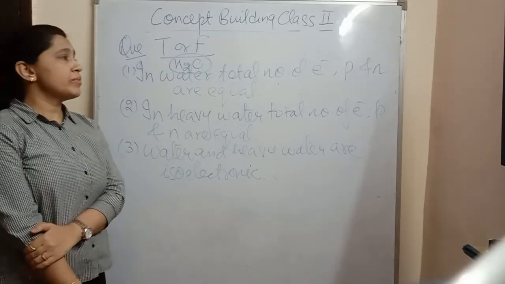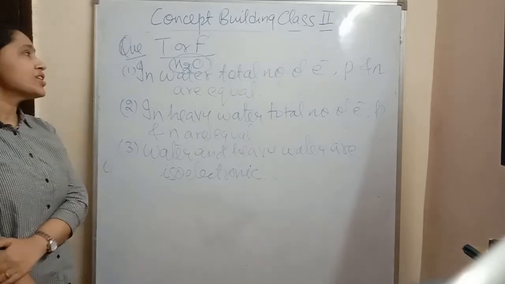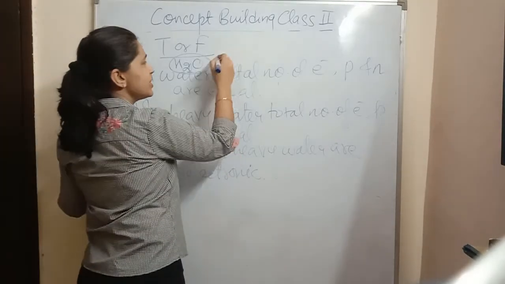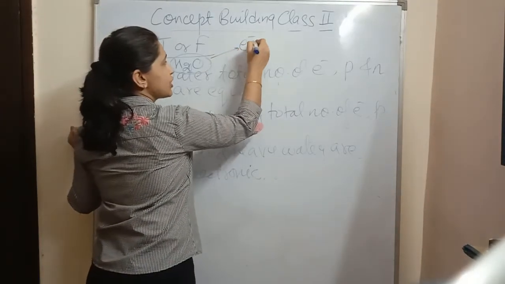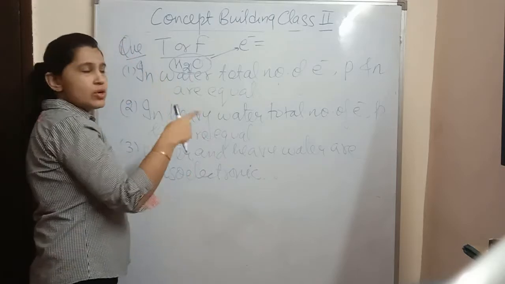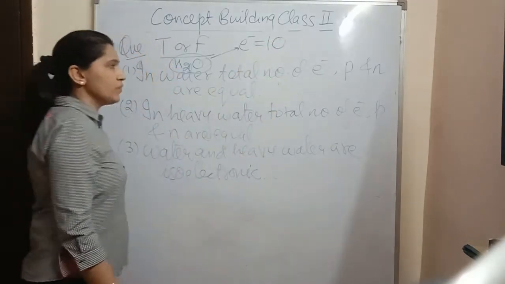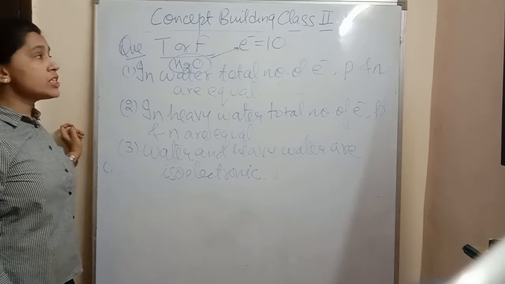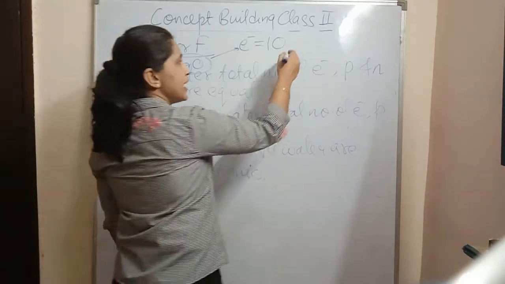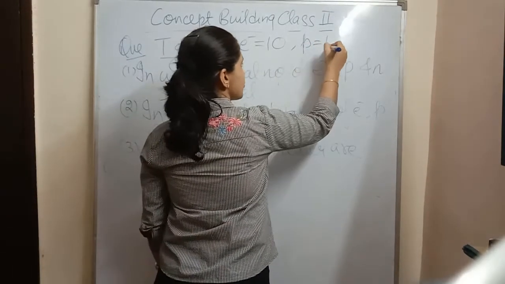Now you have to tell me how many total electrons are there in water. Very easy. Hydrogen 1, oxygen 8. So the total is 10. Protons, again, are equal to the electrons. So protons are also 10.